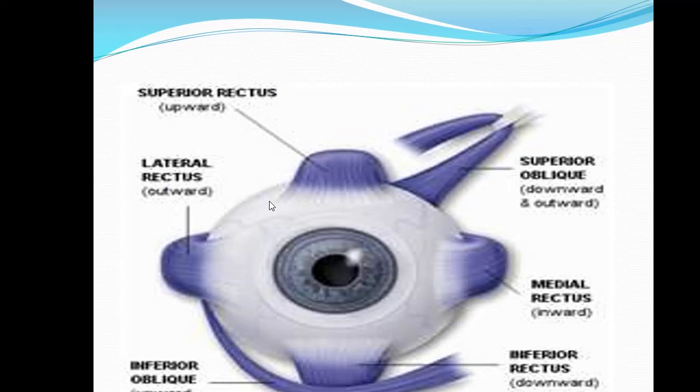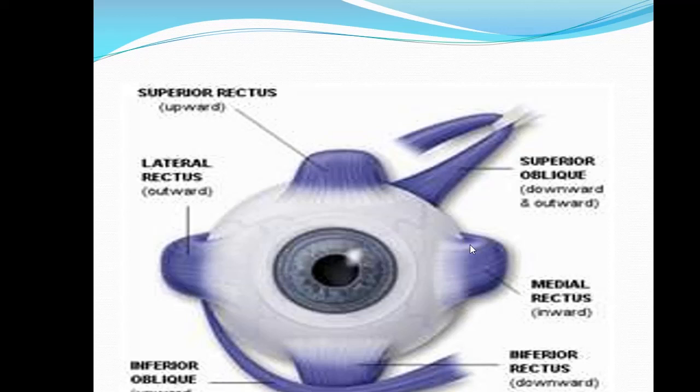Now this is the diagram showing you the extraocular muscles. All six muscles can be seen in this diagram. So here we see the different muscles. First, this is the superior rectus muscle. The other muscle along with this is the inferior rectus muscle. So the superior and the inferior rectus muscles form one pair of recti. The other pair is formed by the lateral rectus muscle and the medial rectus muscle.